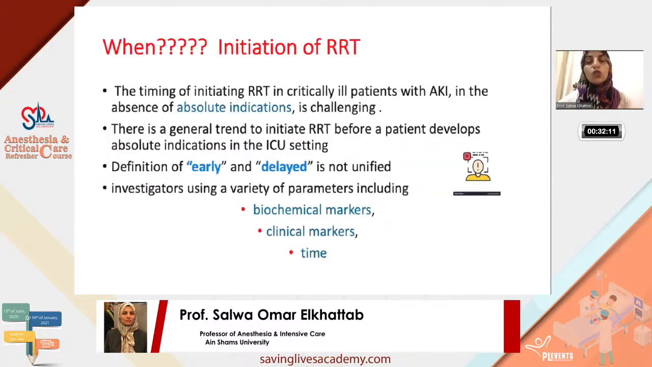When to initiate renal replacement therapy? It is a real mess. When to initiate is a very big question. It's a matter of controversy. Let us go early or wait. It is better to delay renal replacement therapy.